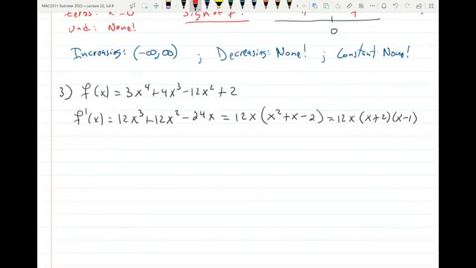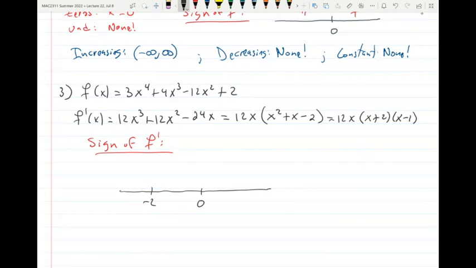So for the sign of f prime, remember, we need to find the zeros and where it's undefined. This is never undefined. So all we really care about are the zeros. And the zeros are negative 2, 0, and positive 1. That's where the derivative is 0. In other words, we're finding the critical numbers.